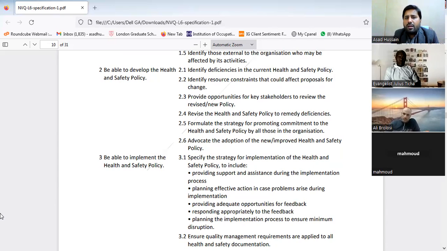Like simply for 1.5, identify those external to the organization who may be affected by its activities. There is a simple thing: what is the tool you are using for identifying anything in your organization? It is simply the risk assessment. Other than risk assessment, you don't have any sufficient tool to identify the people. So there is less evidence, and unit to unit it normally varies.